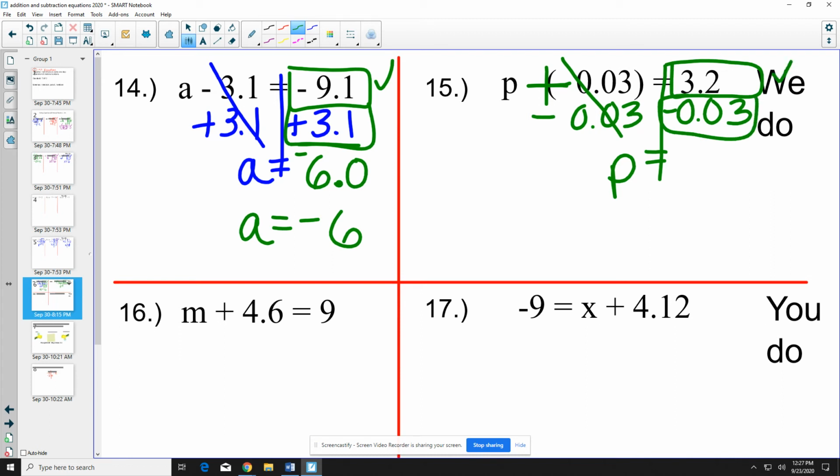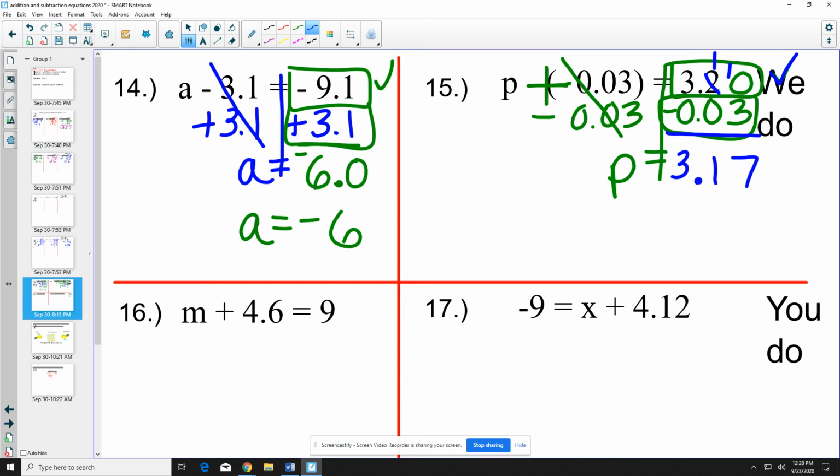Are 3.2 and negative 0.03 the same sign or different? Different. Should I add or should I subtract? Subtract. Now notice my decimal points are lined up, but I need to fill in here with a 0 if I subtract. So I'm going to have to do some borrowing. 10 minus 3 is 7. 1 minus nothing is 1. 3 minus nothing is 3. Is the higher number that I checked positive or negative? Positive. So it should be a positive 3.17.